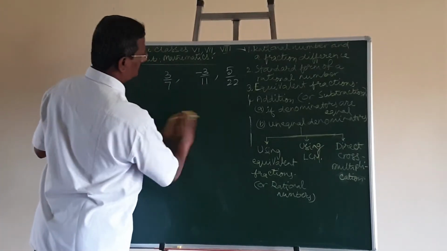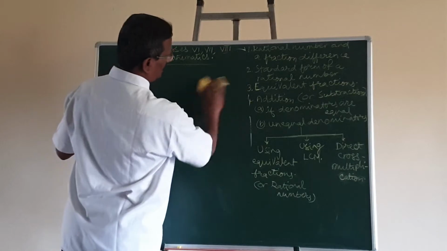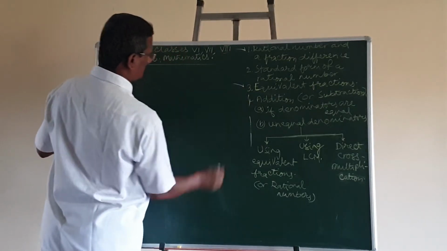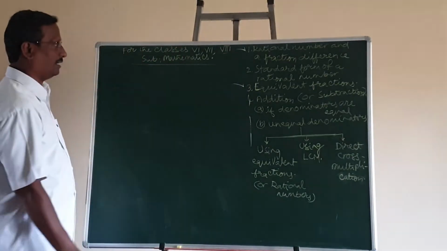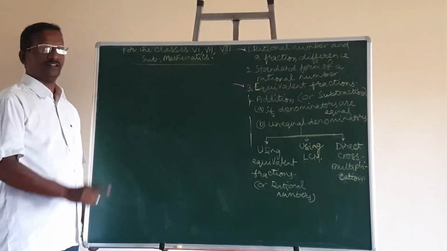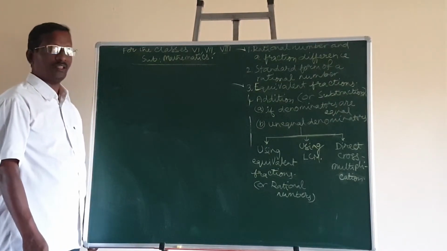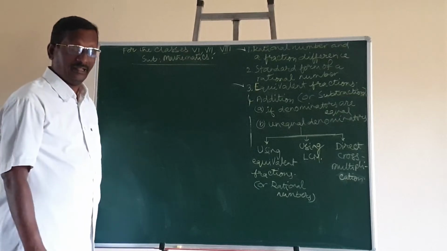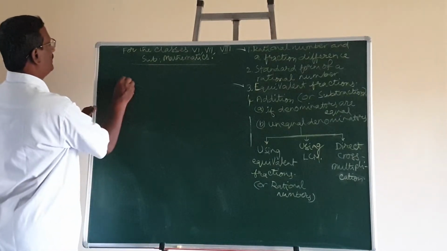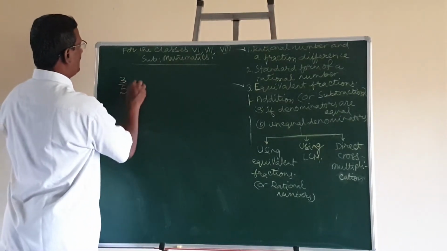Now, equivalent fractions, equivalent fraction or rational number. Suppose for a given rational number or given fraction, there are infinitely many equivalent fractions. For example, 3 by 5 is a fraction.